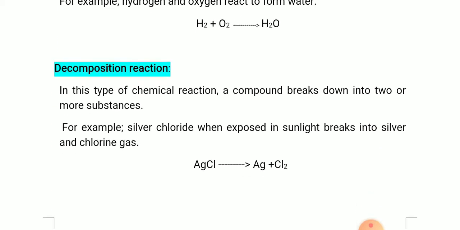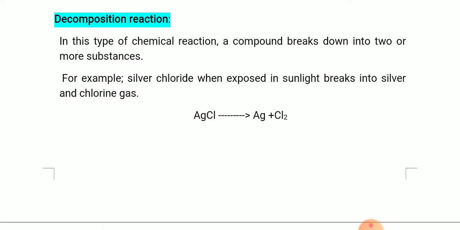Second one, decomposition reaction. In this type of chemical reaction, a compound breaks down into two or more substances. This reaction is just the opposite of a combination reaction. In a combination reaction, two or more substances undergo a chemical change to form a single product. Here, a single reactant will produce two or more products.